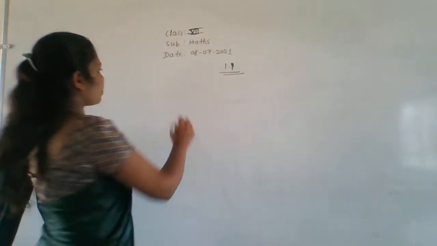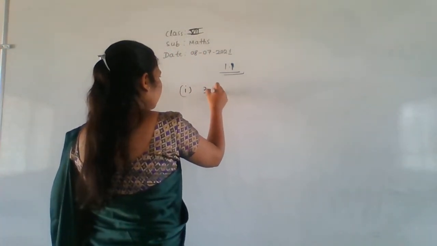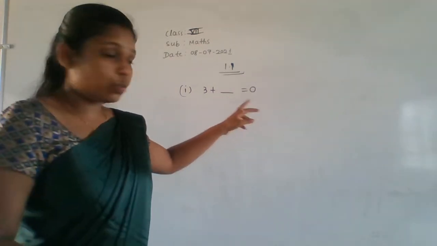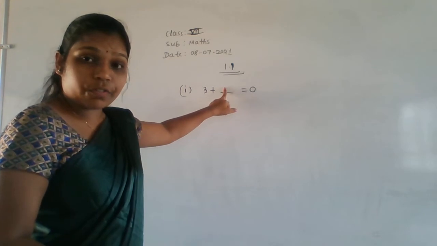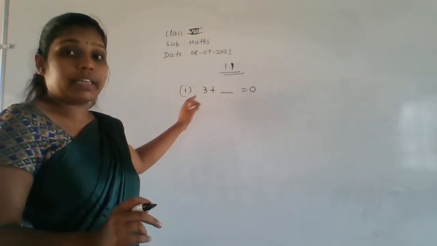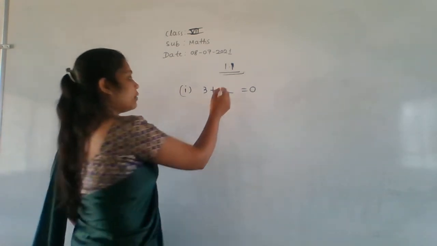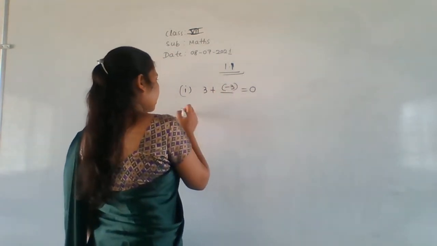First one, 3 plus dash, that is equal to 0. We want the answer as 0. So what do we have to fill here? That is obviously minus 3. When you subtract the 3, only then will we get a 0, right? So the answer here: you have to fill with minus 3.